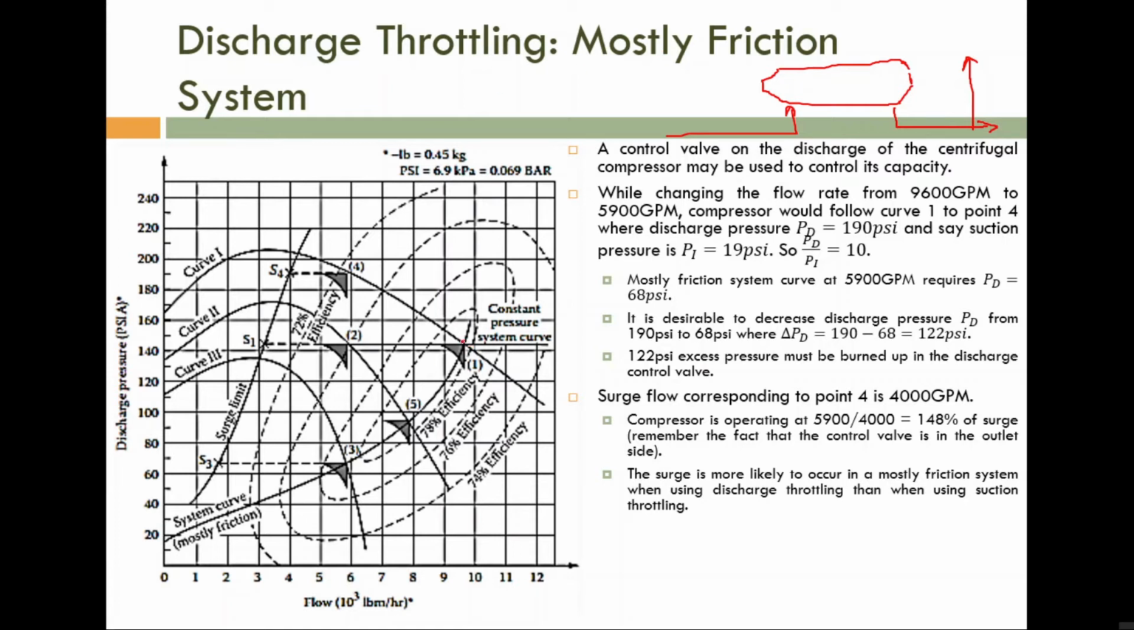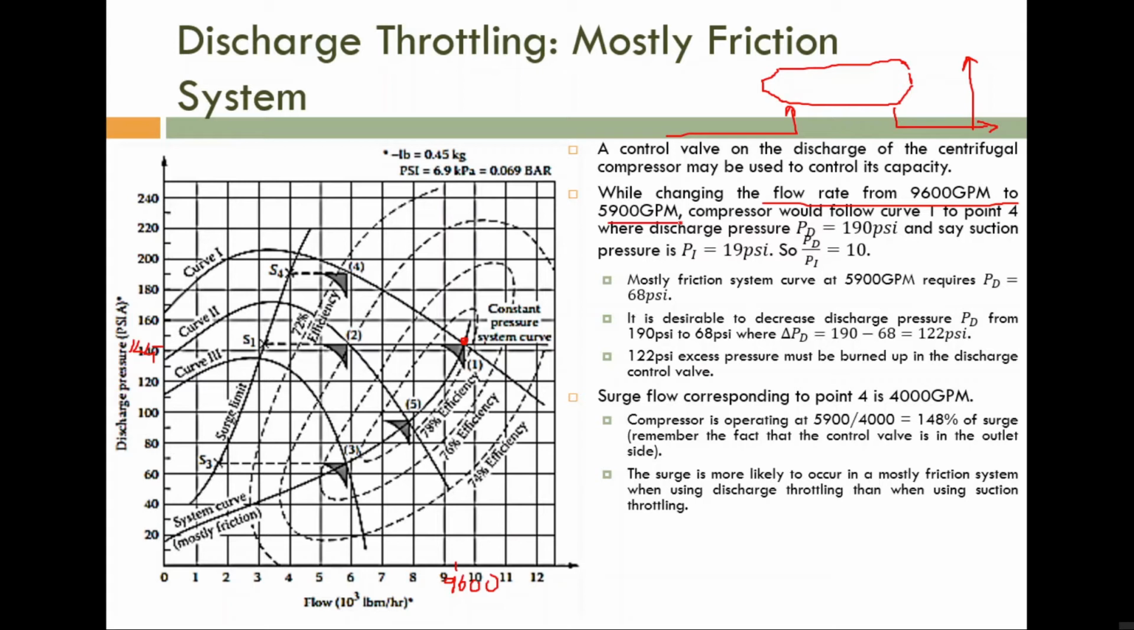So let's say again this one is the current operating point, where the flow rate is 9600 and the pressure is 144 psi. Now, due to some reason, again I am taking the same numbers, the flow rate is decreased from 9600 gallons per minute to 5900 gallons per minute.